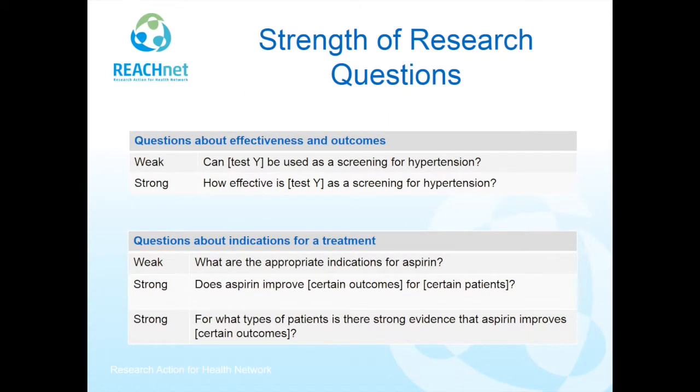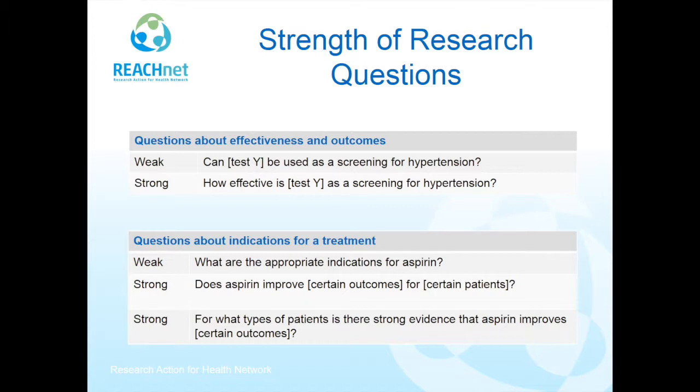In addition to the research topic, patients and researchers will work together to strengthen the research question. You should ask questions that are specific. Here we see weak questions compared to strong questions. Can test Y be used as a screening for hypertension is a weak question. A better question is, how effective is test Y as a screening for hypertension?